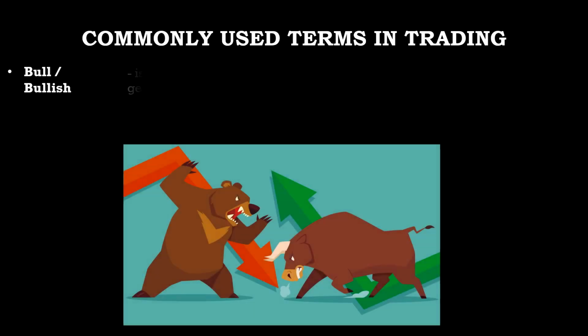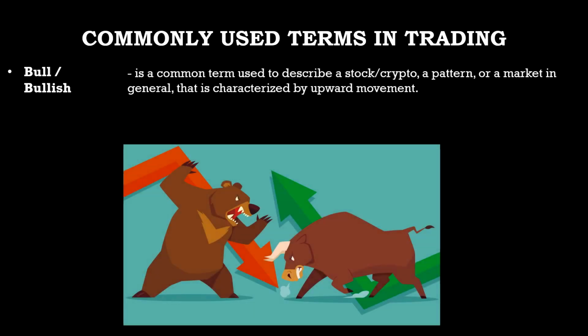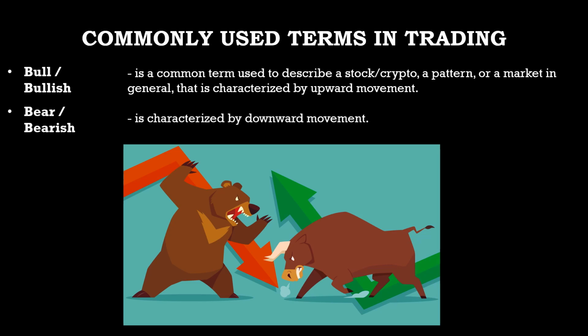Before we begin with the technical indicators, let's see some of the commonly used terms in trading. Bull or bullish is a common term used to describe a stock or coin, a pattern, or a market in general that is characterized by upward movement. Bear or bearish is the reverse of bull or bullish. It is characterized by downward movement.